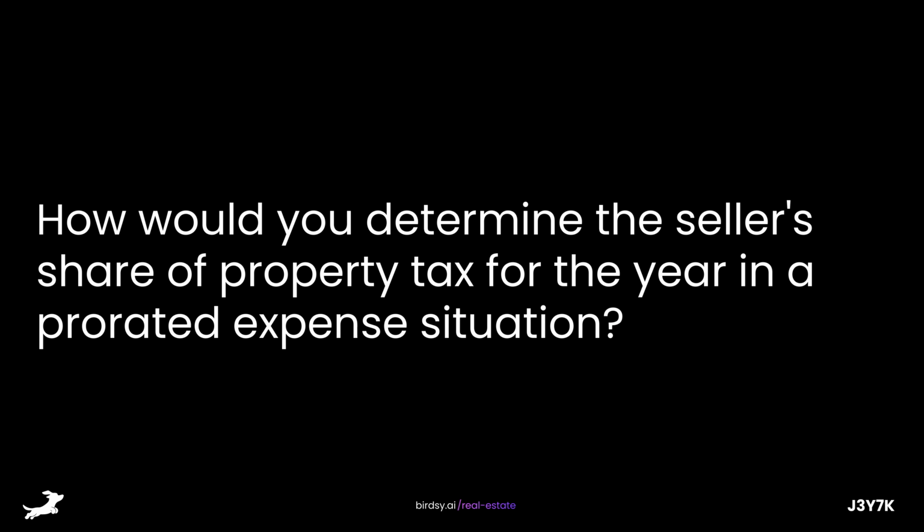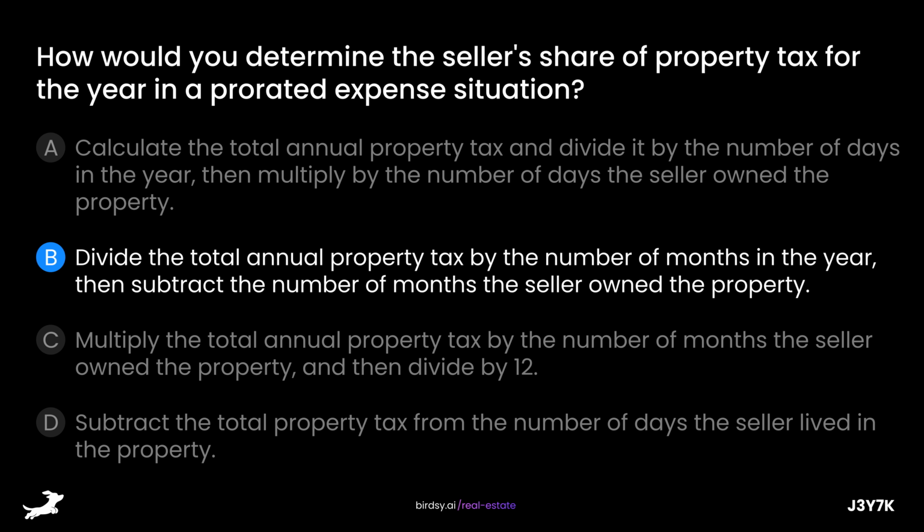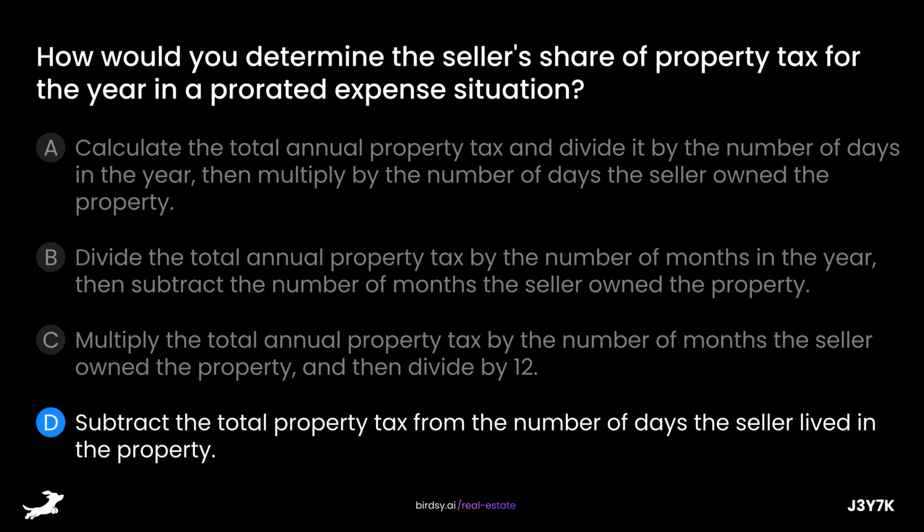How would you determine the seller's share of property tax for the year in a prorated expense situation? Is it A, calculate the total annual property tax and divide it by the number of days in the year, then multiply by the number of days the seller owned the property? B, divide the total annual property tax by the number of months in the year, then subtract the number of months the seller owned the property? C, multiply the total annual property tax by the number of months the seller owned the property, and then divide by 12? Or D, subtract the total property tax from the number of days the seller lived in the property?